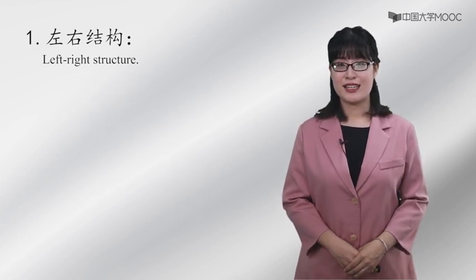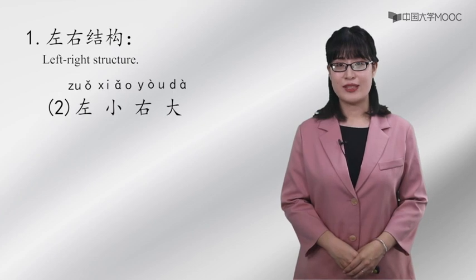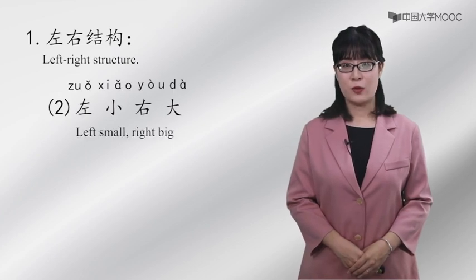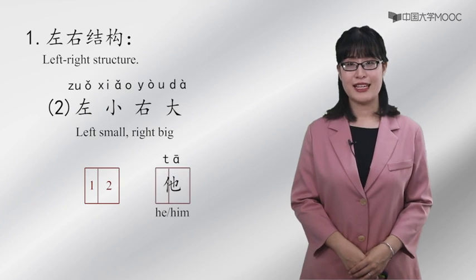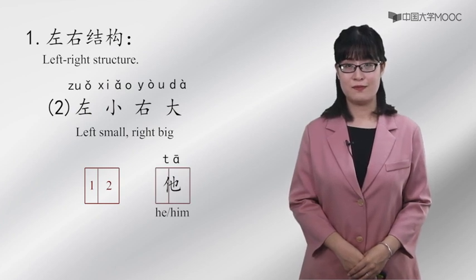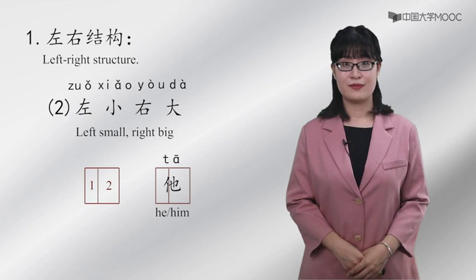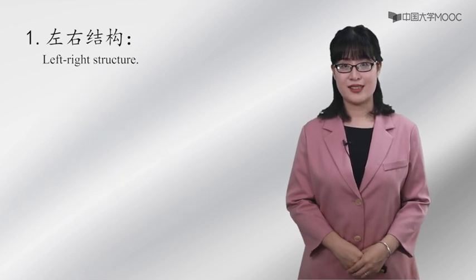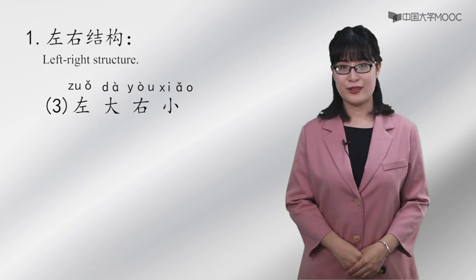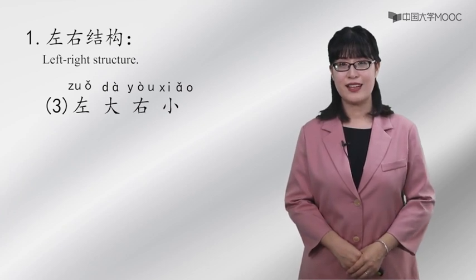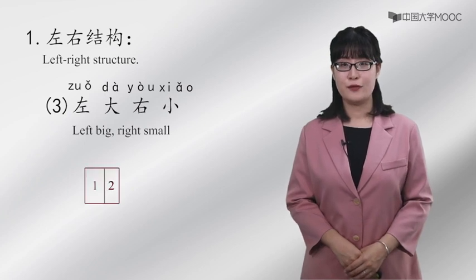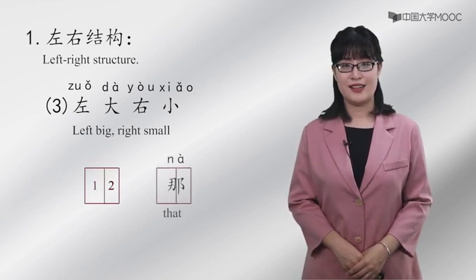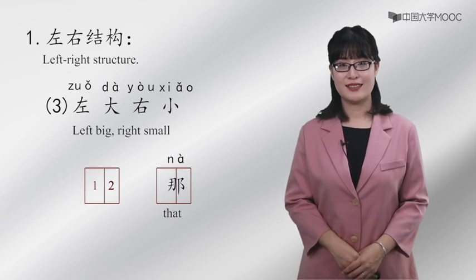The second one is 左小右大, left small, right big. For example, 他, he, him. The third one is 左大右小, left big, right small. For example, 那, that.